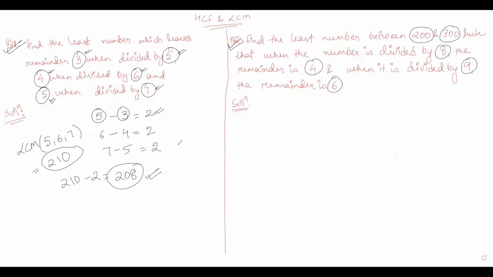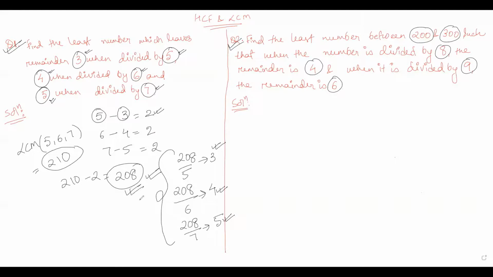You can check it out as well. When 208 is divided by 5, the remainder is 3. Yes, it's correct. Again, when 208 is divided by 6, the remainder is 4. This is also correct. Again, when 208 is divided by 7, the remainder is 5, which is also correct. So in such cases, when the difference between the divisor and the remainder is the same, we can simply take the LCM of the divisors and subtract the difference of the divisor and the remainder from the LCM, and that would be the final answer.